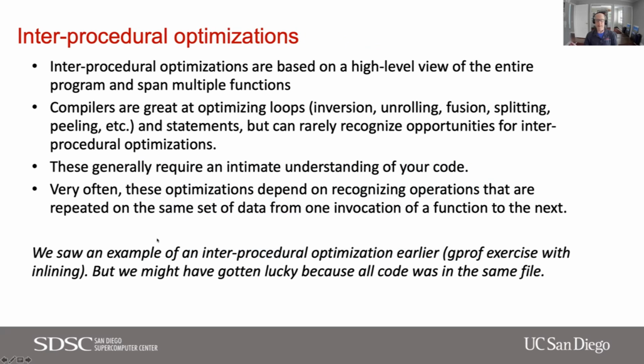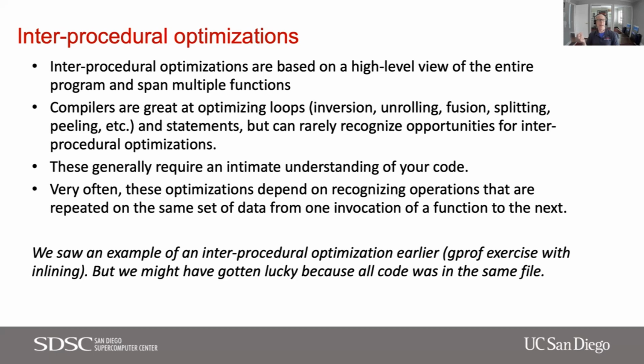All right, so that's going to be the last example we're going to do today. I'm just going to run through a few more techniques, and then maybe cut you loose and see if you have any questions. So to me, this is where things get really interesting, where we start doing interprocedural optimizations, where we're looking at a high-level view of the entire program, spanning multiple functions, maybe multiple files.